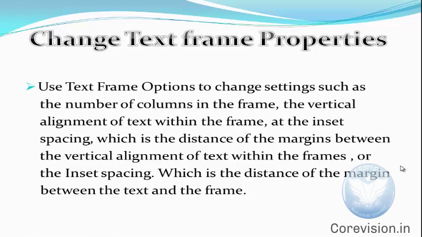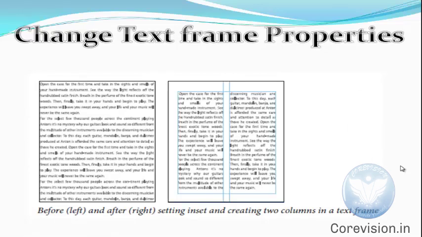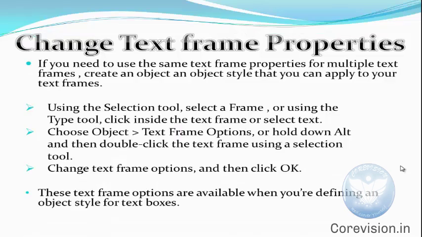Use Text Frame Options to change settings such as the number of columns in the frame, the vertical alignment of text within the frame, or the inset spacing, which is the distance of the margin between the text and the frame. The left side document is before and the right side document is after setting inset and creating two columns in a text frame. If you need to use the same text frame properties for multiple text frames, create an object style that you can apply to your text frames.